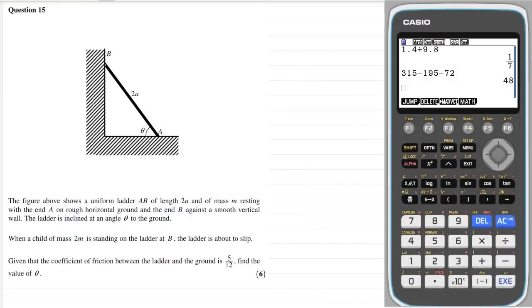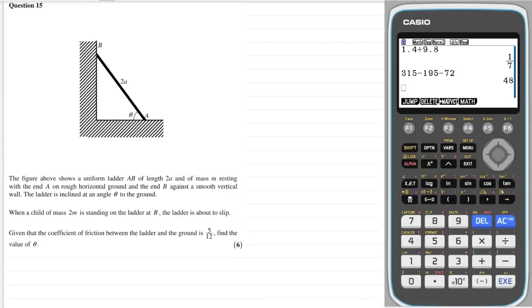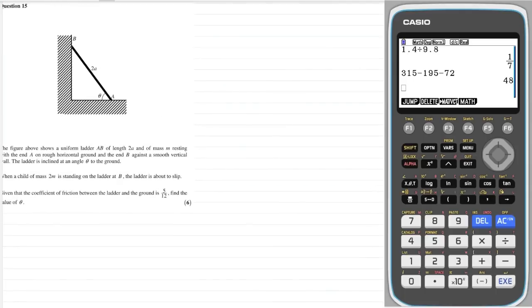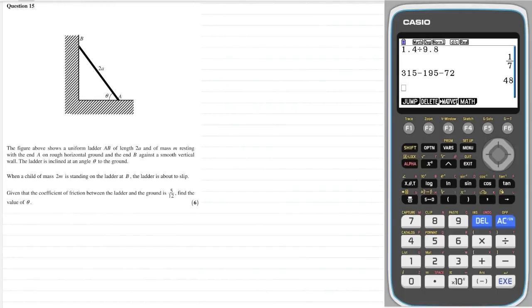Okay, we've got a ladder question. Brilliant. Absolutely gassed for this. Love ladder questions. The diagram is a bit tricky. Not tricky, but it's a bit messy. So I'm just going to draw my own one. Hopefully this will make it a bit easier to see what was going on.